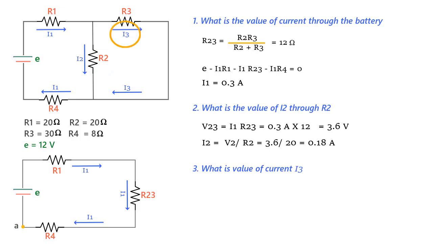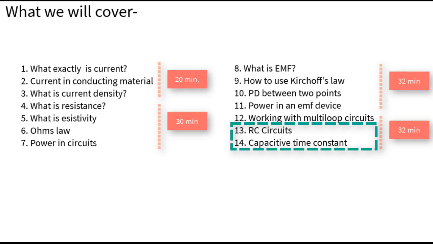The third question is, what is the value of current I3? Well, we could solve this by using the same method as we did for the earlier question, or an easier way is to apply junction rule at point B, which means I1 is equal to I2 plus I3, or I3 is equal to I1 minus I2, which equals 0.3 ampere minus 0.18 ampere, which equals 0.12 ampere.